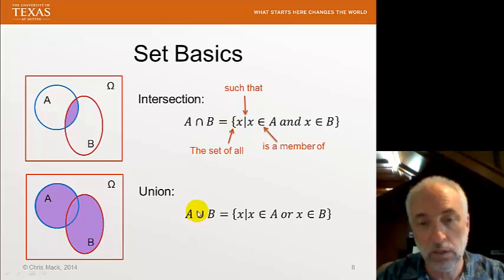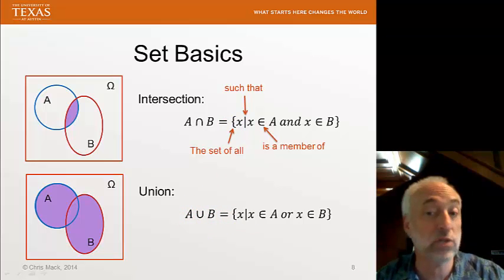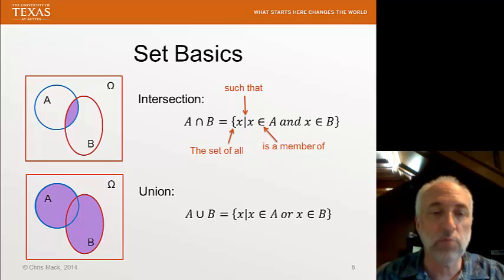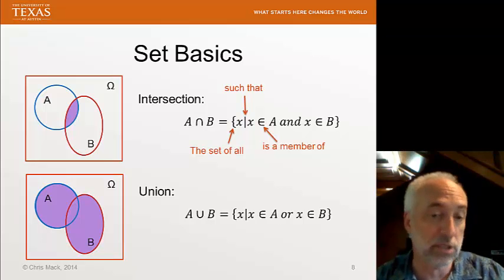We use this U symbol to represent union, and it is the set of all x such that x is a member of A or x is a member of B, and we picture it as on the picture on the left.